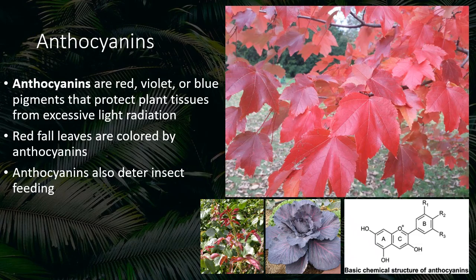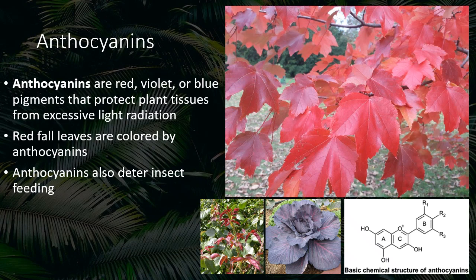Anthocyanins are the next group of pigments that plants can produce in their leaves, and they are red, violet, or blue pigments that protect plant tissues from excessive light radiation. The reason I say red, violet, or blue is actually because anthocyanins are pH indicators. If you treat anthocyanin pigments with an acid, they will tend to turn more red, and if you treat them with an alkaline substance, they will tend to turn more blue. So the color of an individual anthocyanin molecule a lot of times depends on the chemical conditions in which that pigment finds itself.